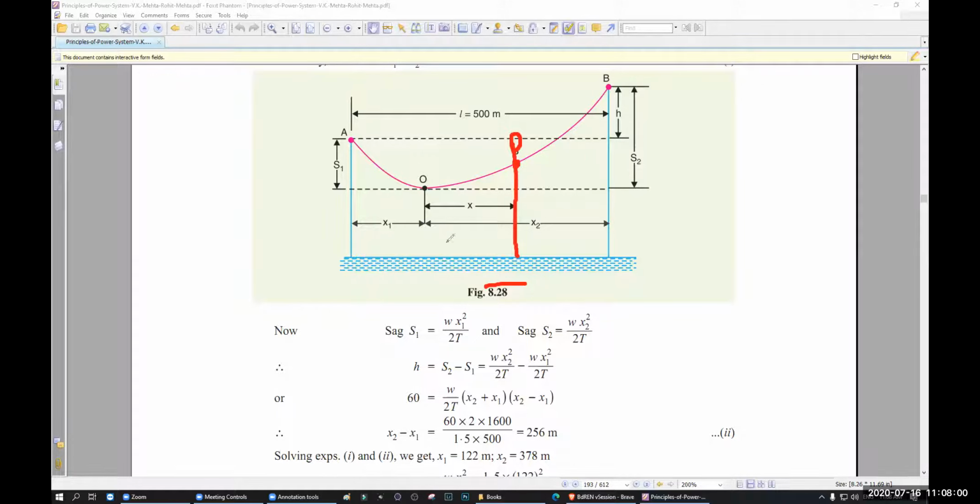So, let's say the distance between O and P is X. How much is X? Can anyone find this out? Do not see the book. Just say, how much is X? X2 minus X1? No.